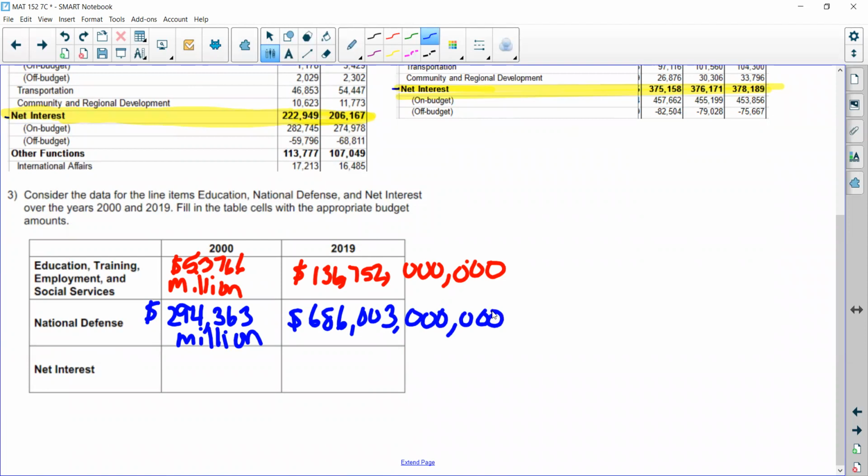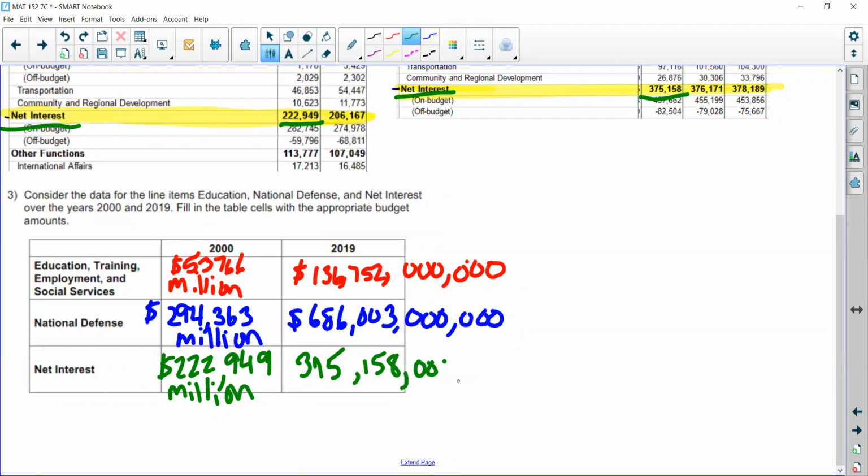And then net interest, if I look at that, the net interest in that is 222,949 million. And then if I were to write it out, for the net interest in 2019, it would be 375,158, and million would be 6 zeros.